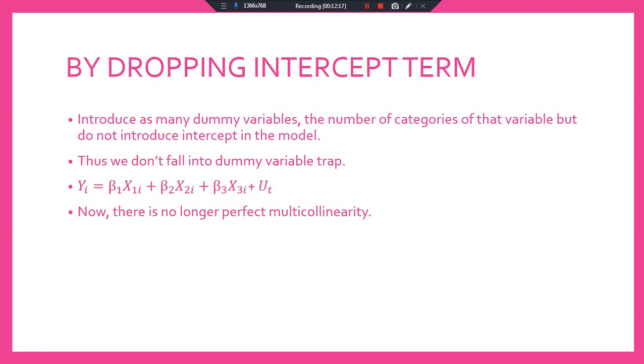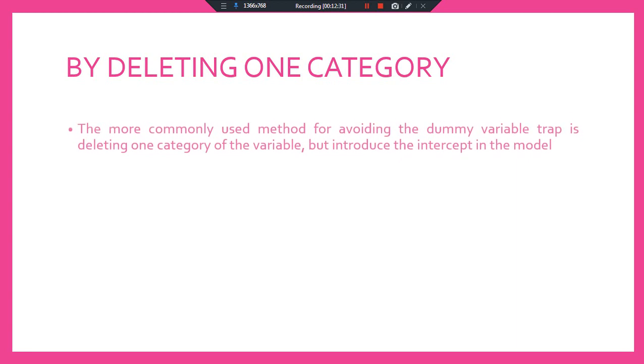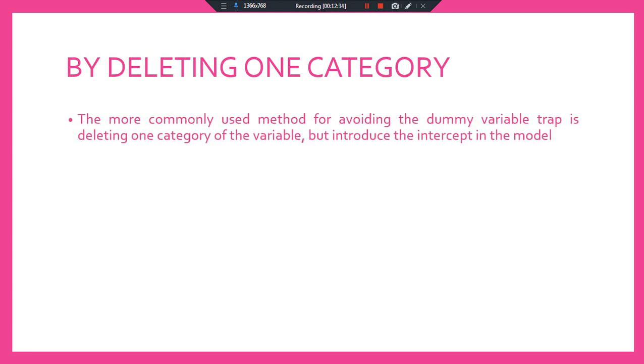So moreover, there is no longer perfect multicollinearity among our independent variables, and now we can find the coefficients of our regression analysis. By deleting one category, the more commonly used method for avoiding the dummy variable trap is deleting one category by introducing the intercept in the model. If you want to include the intercept in your model, but you want to avoid the dummy variable trap at the same time, then you have to remove one category of the dummy variable in your model.